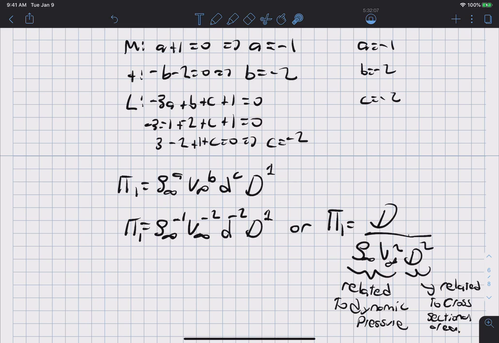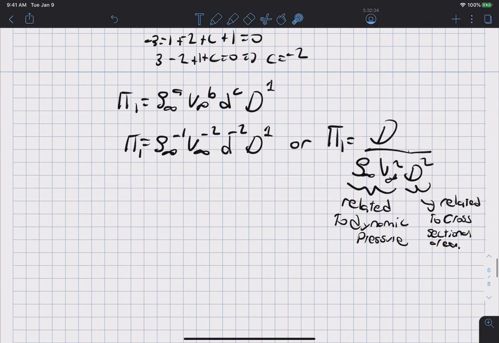Okay? And when we do chapter 9, we will use this, you'll see this parameter again. It'll be written slightly differently. There will be a 1/2 here to turn it into a dynamic pressure, and the d squared will be changed into an A, or a cross-sectional area, to make it more general. Okay? And so that's our first pi group.